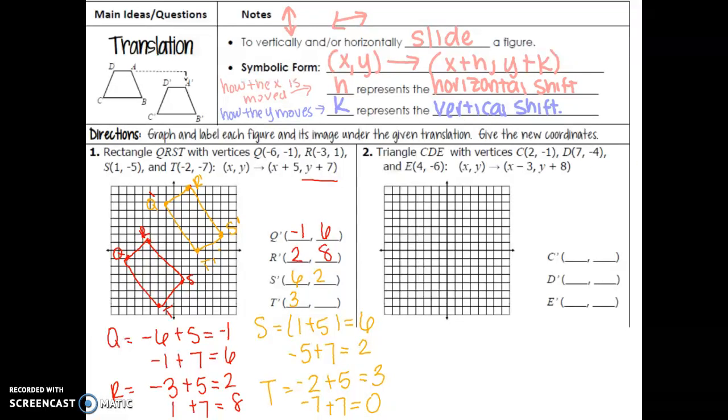Okay. So for number 2, I do want you guys to try that out by yourself. Remember, the rule you should be following is: for every x, subtract 3, and for every y coordinate, add 8.